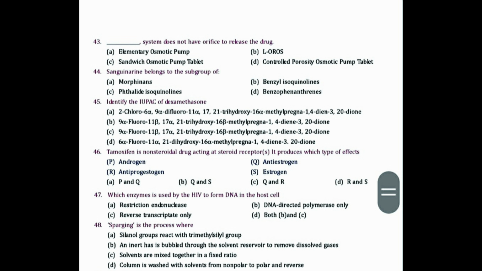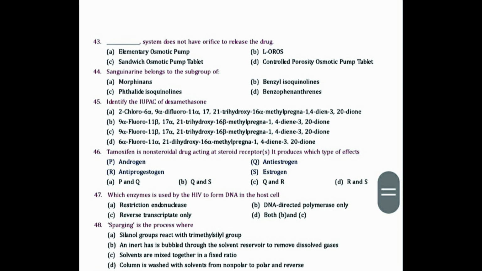D: 6-alpha-fluoro-11-alpha, 21-dihydroxy-16-alpha-methylpregna-1,4-diene-3,20-dione. The correct answer for this is option B and C. Dexamethasone is a synthetic pregnane corticosteroid and a derivative of cortisol, that is hydrocortisone. Its IUPAC name is 9-alpha-fluoro-11-beta, 17-alpha, 21-trihydroxy-16-beta-methylpregna-1,4-diene-3,20-dione.